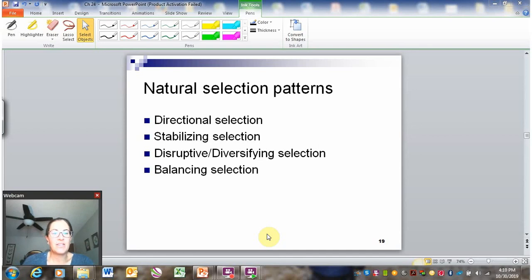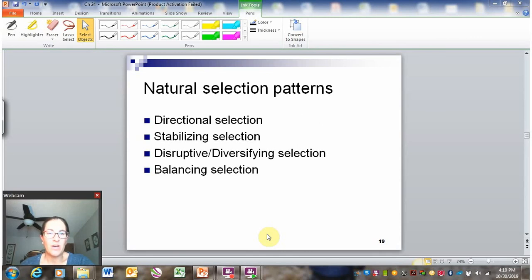In natural selection, the most fit organisms survive and reproduce more, and that leads to changes in groups of organisms over time. But the exact pattern of how the population shifts is referred to as a pattern of selection. And there are actually different patterns that can occur that we'll take a look at. This is a list of some patterns that we can see.